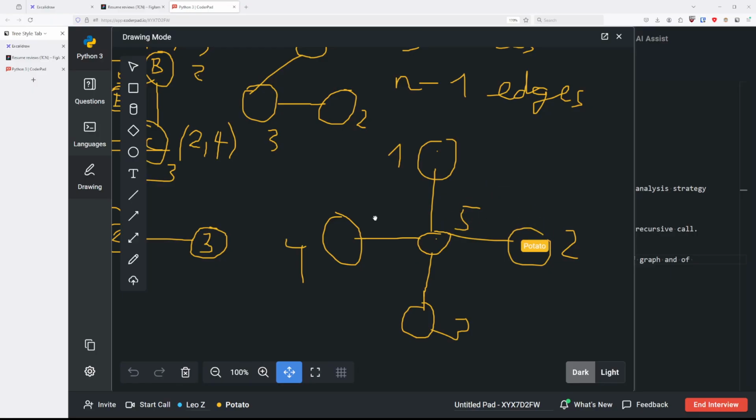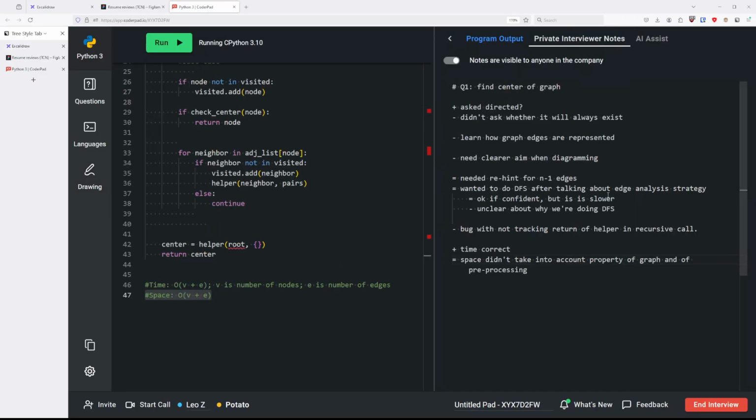I think you're on the right track. The maximum recursive depth is two. The maximum recursive depth for any graph that has a center is two. Why is it two? It's two because you can go from any node to the center, which means you can go from any node to any node in two steps. So it would be a constant, right? So DFS will be constant.